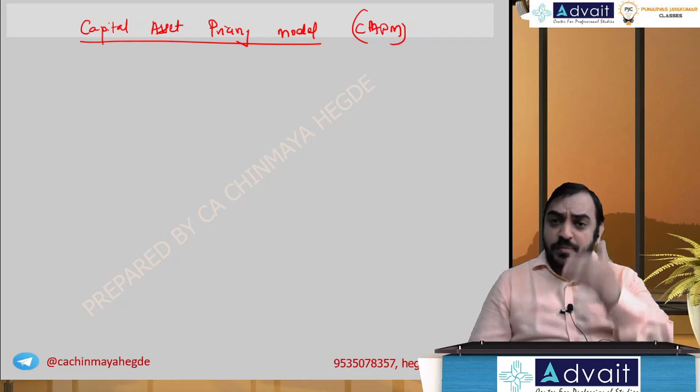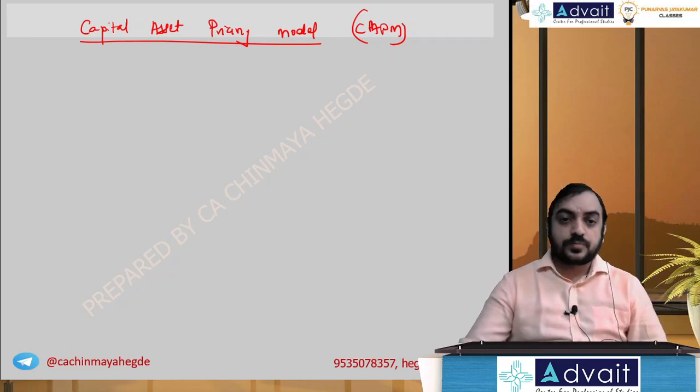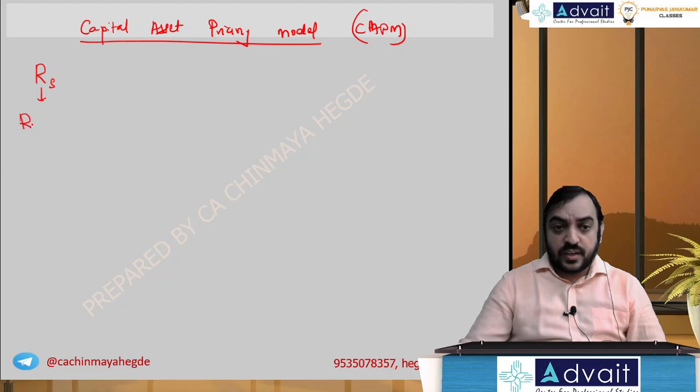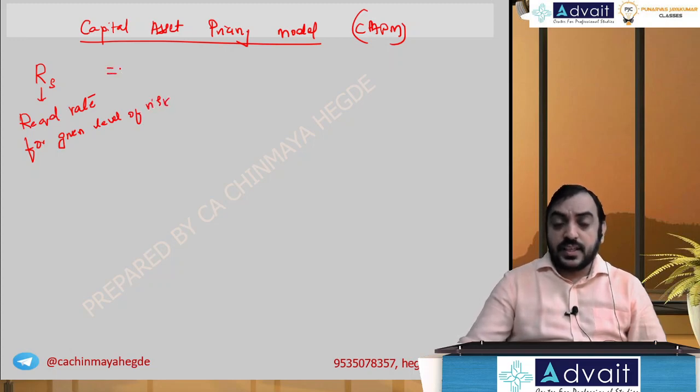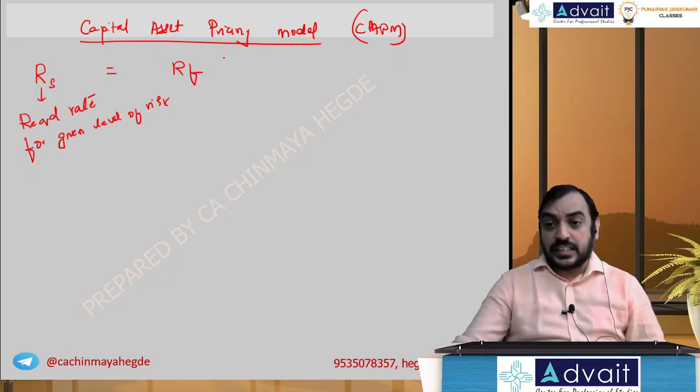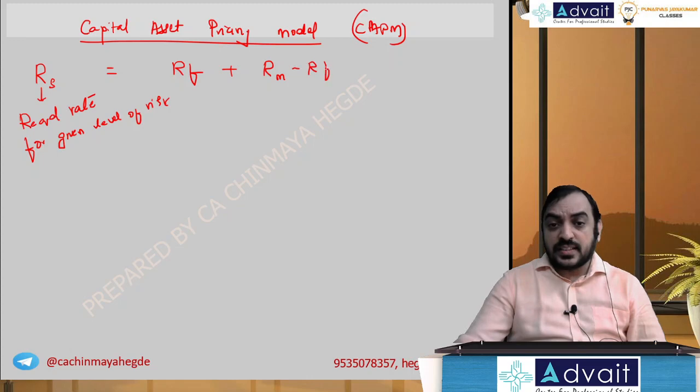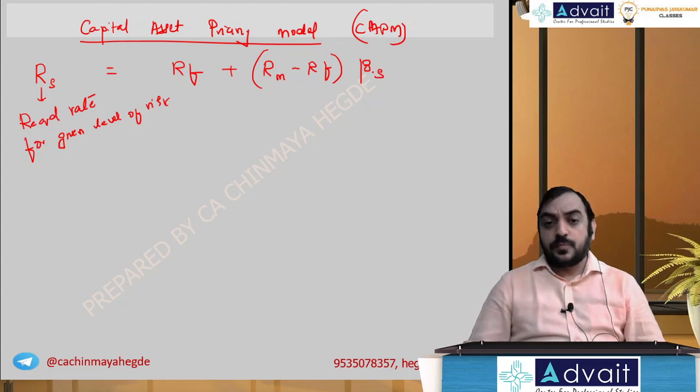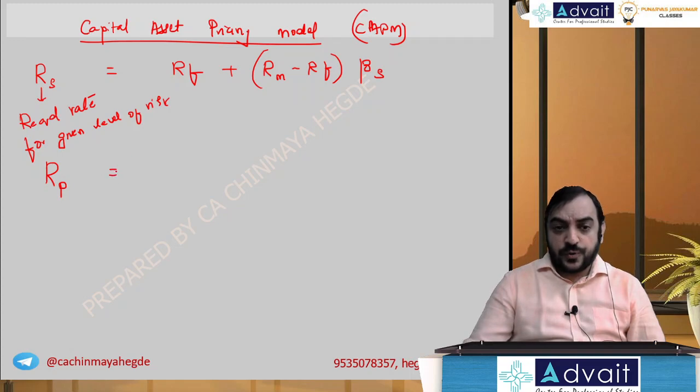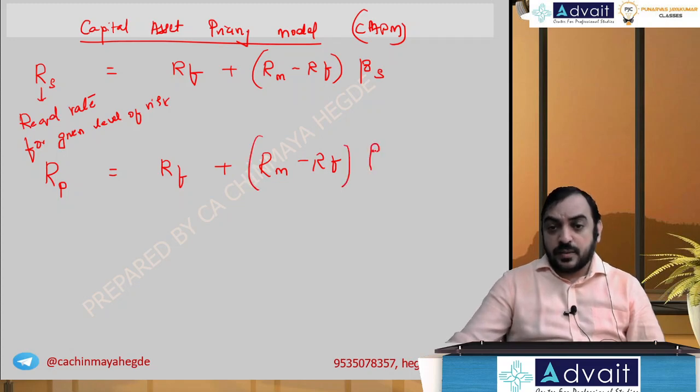Okay, so let me give the formula, then the graphical presentation and its interpretation. The formula is given by the return of security, this is the expected return or required return for a given level of risk. Return of security is given by RF, the risk-free rate, plus RM minus RF. RM means market return minus risk-free rate, multiplied by the beta of the security. If you want it for a portfolio, the return of the portfolio is risk-free rate plus RM minus RF multiplied by the beta of the portfolio.